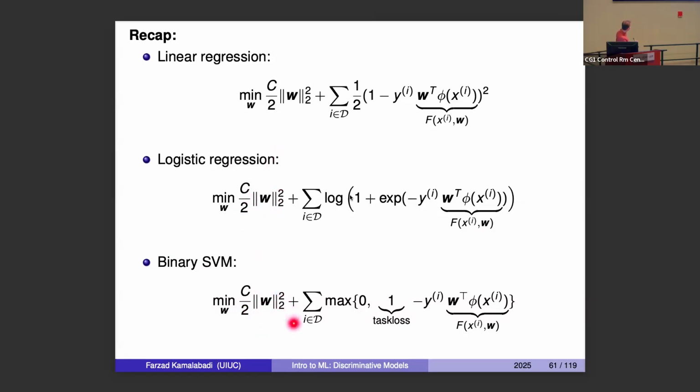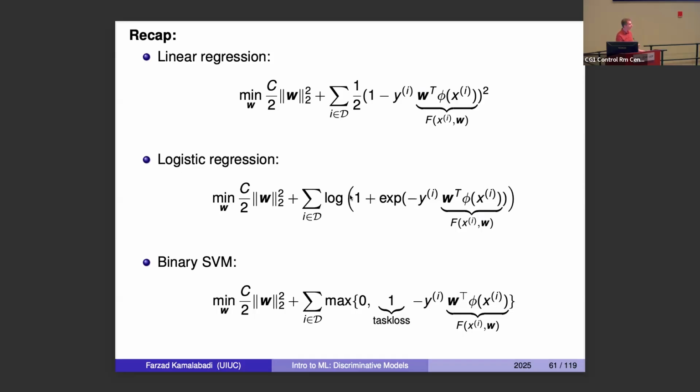They both have this regularization term. And now we have essentially the sum of this max of 0 and this 1, which was the task loss, minus the same exact form. And really, I want to emphasize the form here. This is a linear function in weights, linear function in weights, linear function in weights. So it still has that, but they are different objective functions.